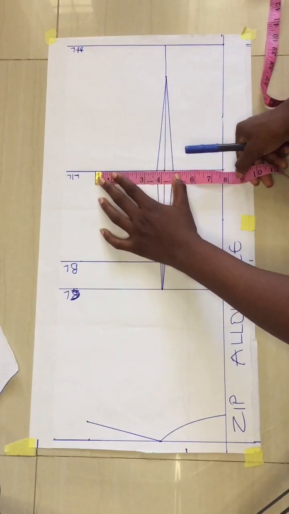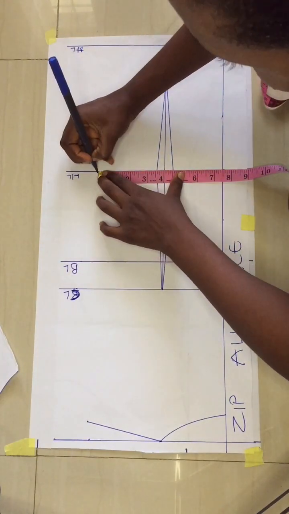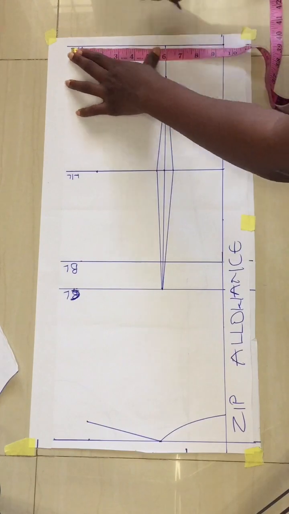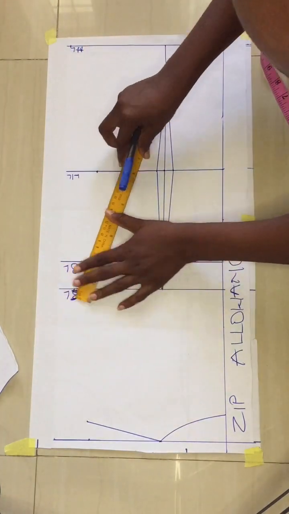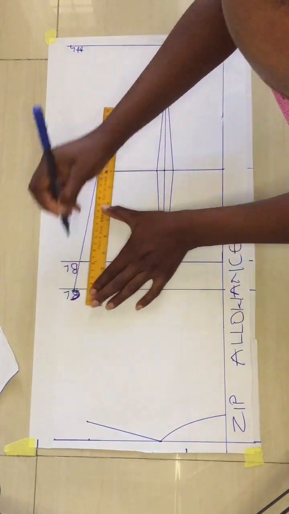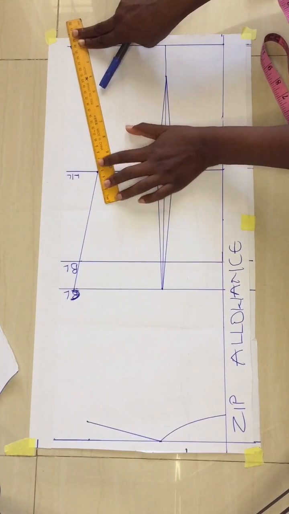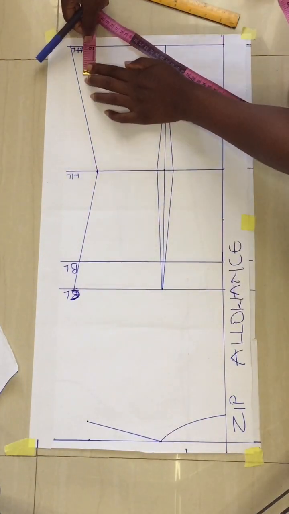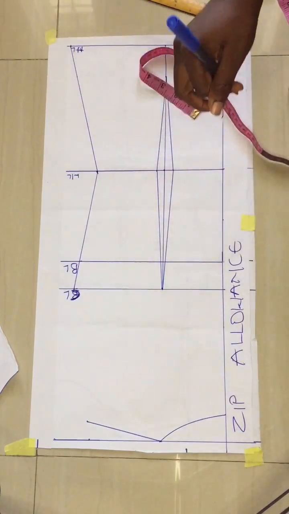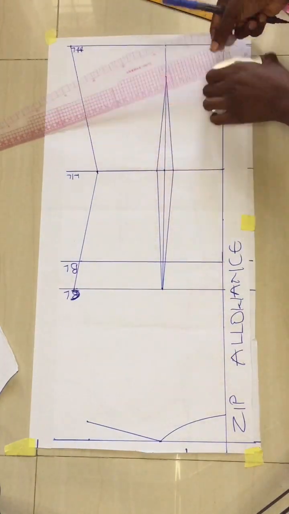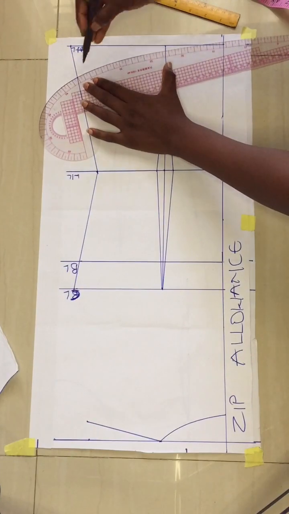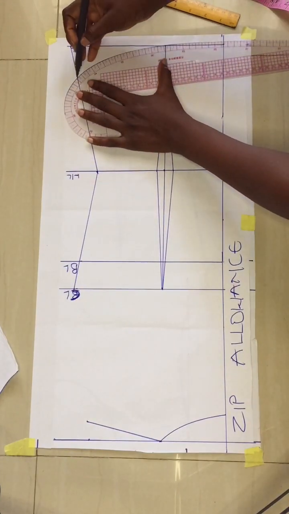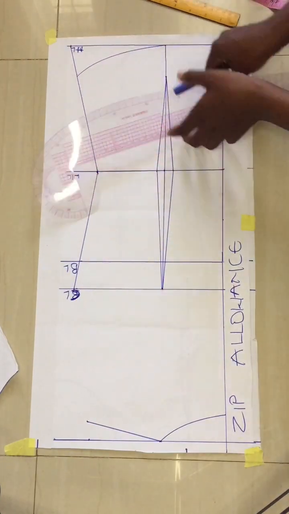The next thing I went ahead to do was to take the round waist measurement and the round hip measurement like I did for the front piece. And then I joined these 3 points together, and I also came up by 2 inches on the hip line, and I used my curve rule to join that line just to the dart line that we had.